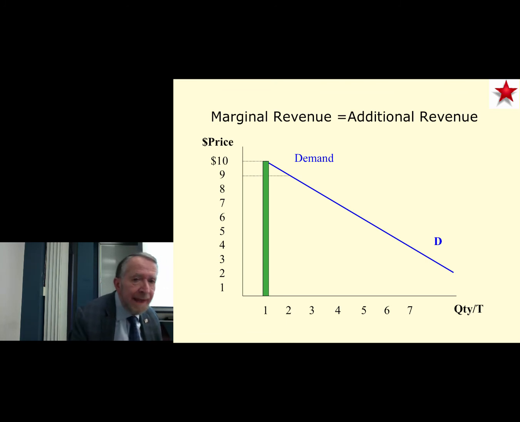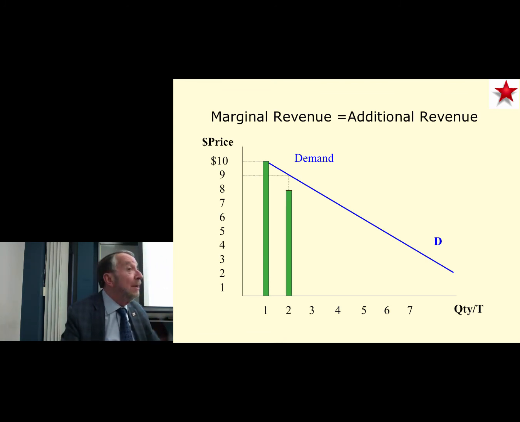$10 to revenue. I lower my price to 9, I sell 2 units, but total revenue is now 18. It's 9 plus 9 is 18. So it hasn't gone up because I lowered the price on the first shirt from 10 to 9. Everybody see it, right? Good. Lower it again to $8. I sell 3 shirts, 3 times 8 is 24. 18 to 24 is $6.